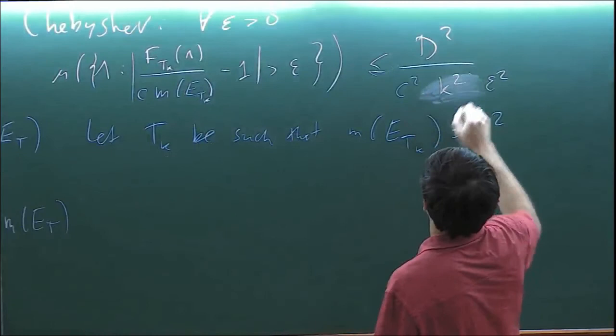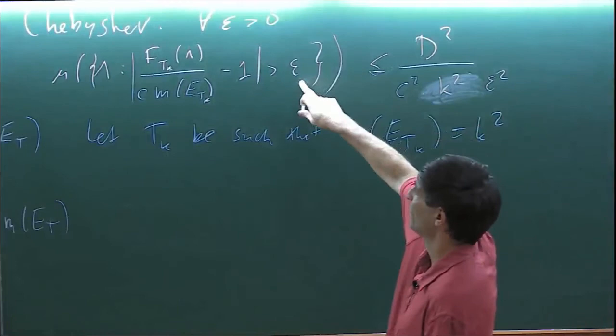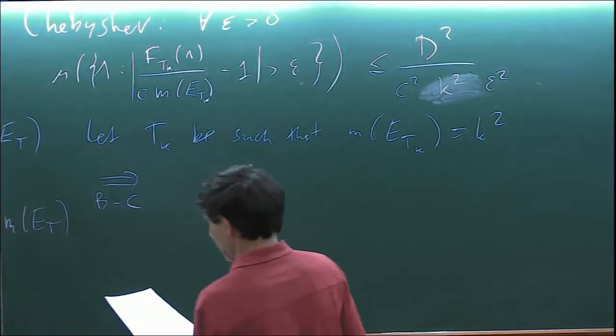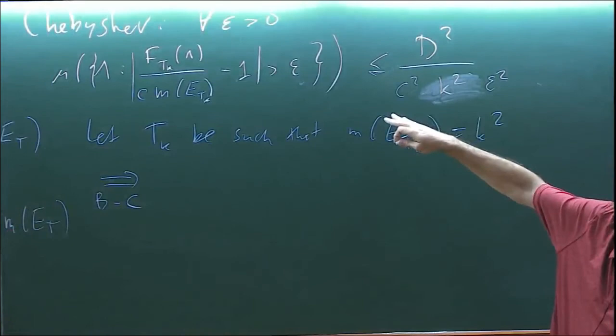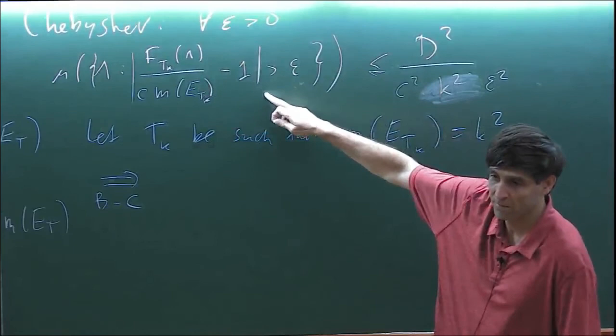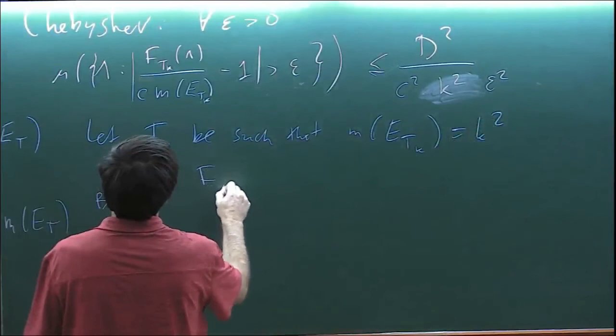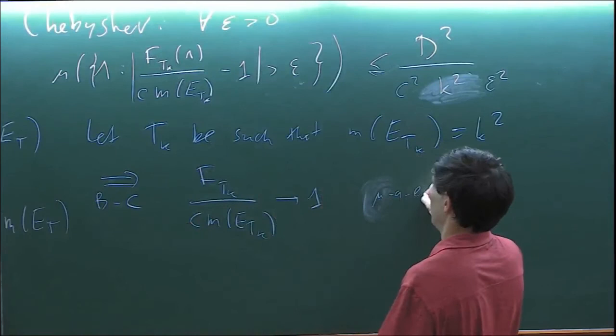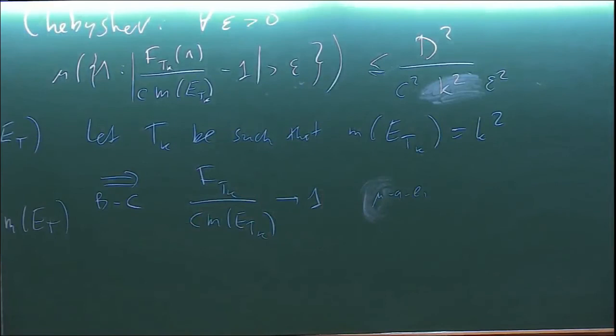So now we fix epsilon, and we let k go to infinity. We have this estimate. What is good about this estimate? The sum is finite. Okay, so by the Borel-Cantelli lemma, we get that for every epsilon, almost every lattice is in only finitely many of these sets. What does that mean? It means that this ratio converges to one almost everywhere along this subsequence. So by Borel-Cantelli, it follows that F sub t_k divided by c times the measure of E sub t_k goes to one almost everywhere. So if you want infinitely many solutions, we're done, right? We've found the subsequence.